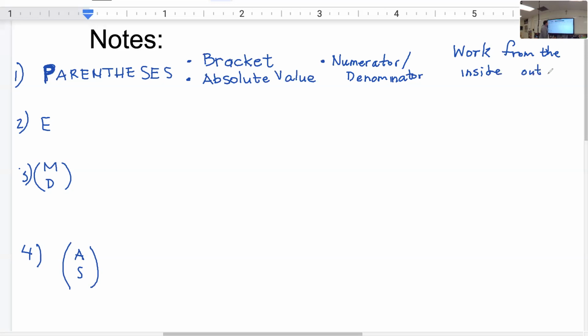Okay? All right, so I'm good with P. So let's go ahead and go with E. So E, I'm going to go red again, okay? E stands for exponents, okay? So exponents.